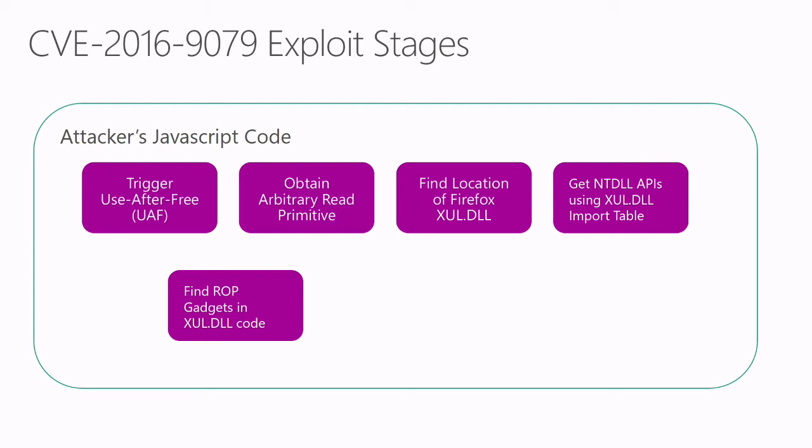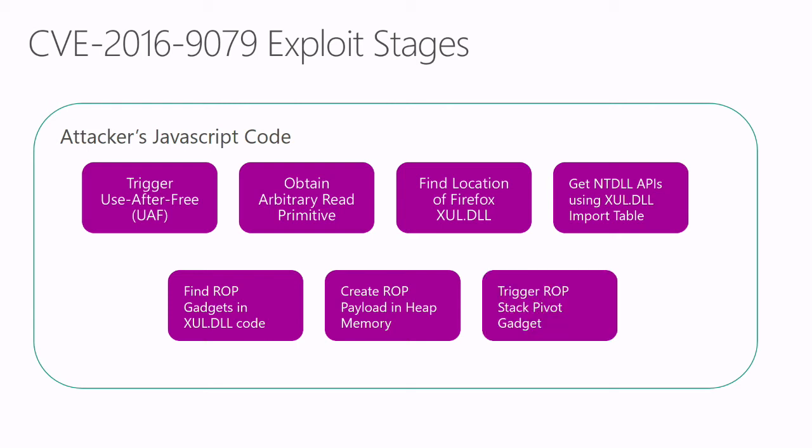Then once I have those APIs, I can start putting them together in a kind of ROP gadget payload. This is basically stitching together existing code in a binary in an unexpected way, so it'll execute what the attacker wants it to do and actually give them code execution. They'll fill in heap memory with that ROP payload, and then they'll trigger what's called a stack pivot.